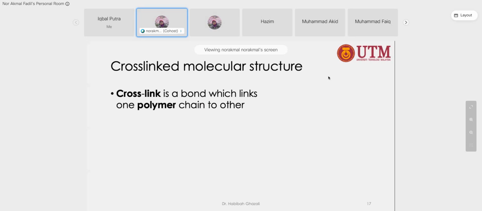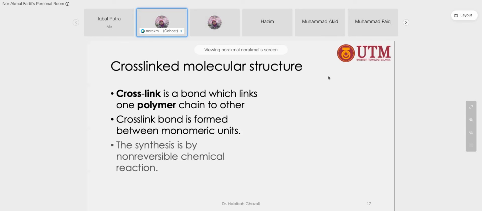Cross-link is unlike a linear or a branch. It is one chain with another chain linked together. Okay, so we call it cross-link. The strand of spaghetti just now is bonded with the branch. The end of the branch is attached to another chain. So cross-link bonds are formed between monomeric units, and the synthesis is by non-reversible chemical reaction.